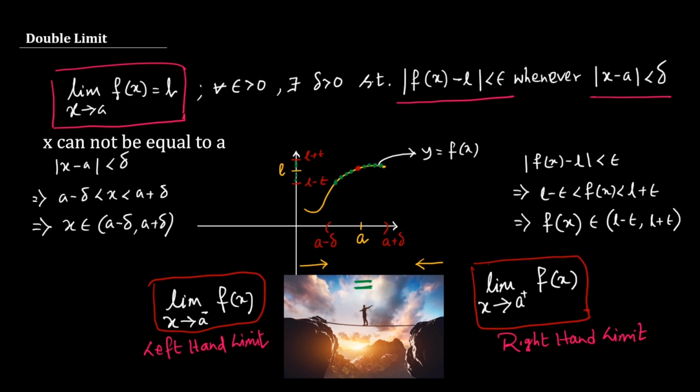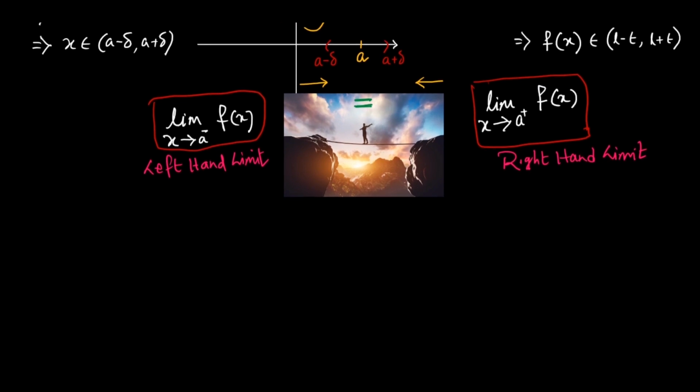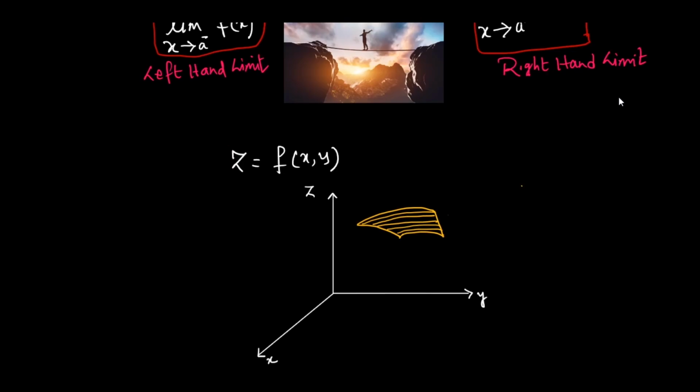Now let us extend the scenario from one real variable to two real variables, from a function of one real variable to a function of two real variables. Let us consider the function z equals f(x, y), which is a function of two real variables x and y. Geometrically, this will represent a surface, maybe something like this. Let this be my surface, z equals f(x, y).